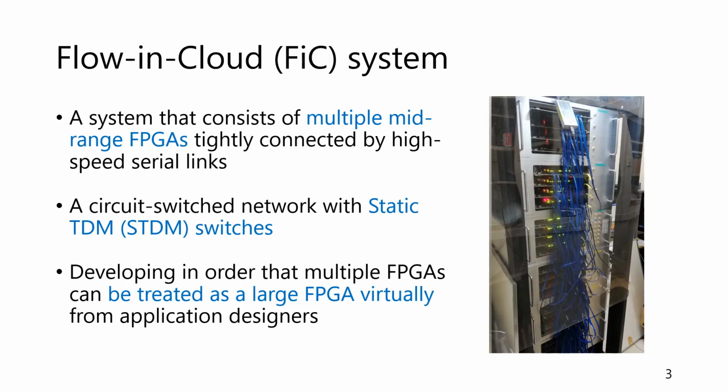So we are developing the Flowing Cloud system. It consists of multiple mid-range FPGAs, and they are connected by high-speed serial links. Currently, 28 FPGA boards are available in FiC. FiC's network is a circuit switch network with static time division multiplexing switches. Our goal is that the multiple FPGAs can be treated as a large FPGA virtually from application designers.